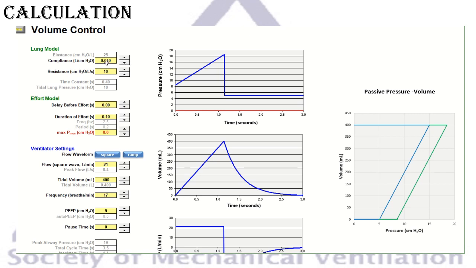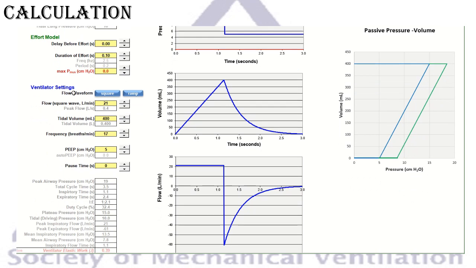Here the compliance is 0.04 liter per centimeter water, or 40 milliliter per centimeter water, which is elastance of 25 centimeter water per liter. The resistance here is 10. This is the effort model, or the patient effort, and we're here keeping the PMOS 0 as passive. Now you can change the setting, of course.